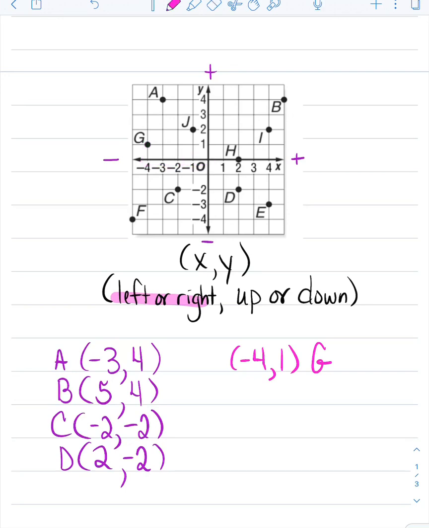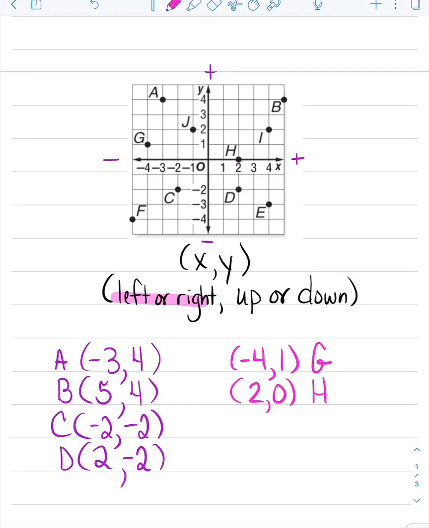So again, start at the origin. First you'll go left or right, then you'll go up or down. So let's try another one. Let's say I want you to find what is at 2, 0. Start at the origin. First number is 2, so that means I go to the right 2. My second number is 0, so that means I don't go up or down any. And when I stop, I notice that point H is at 2, 0.